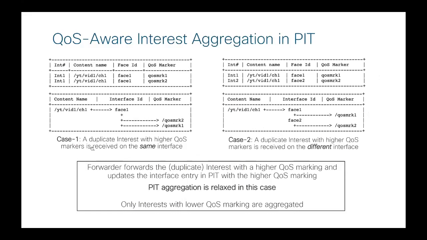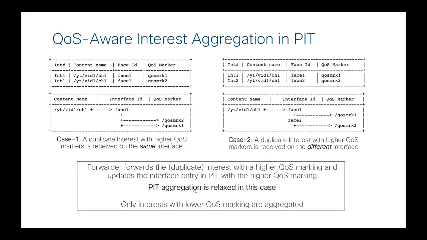One is the case where we receive a duplicate interest with a higher QoS marker on the same interface, and I will explain how this is possible. The second is where, when I say duplicate interest, I mean an interest with the same content name, and the second interest is received having a higher QoS marker, but on a different interface. Now look at these PIT entries. Both interests are received on face one, but one has QoS marker one and the other has QoS marker two. QoS marker two is the higher priority interest compared to QoS marker one. So in this case, we will be forwarding the second interest as well.